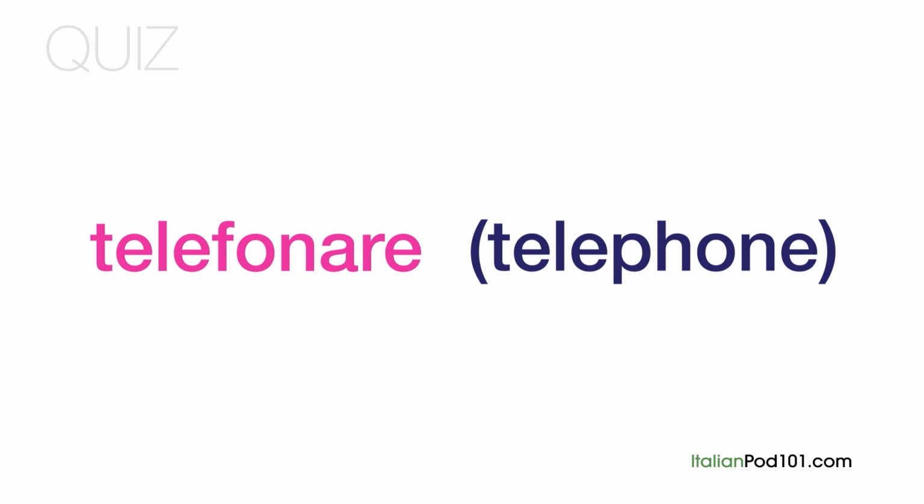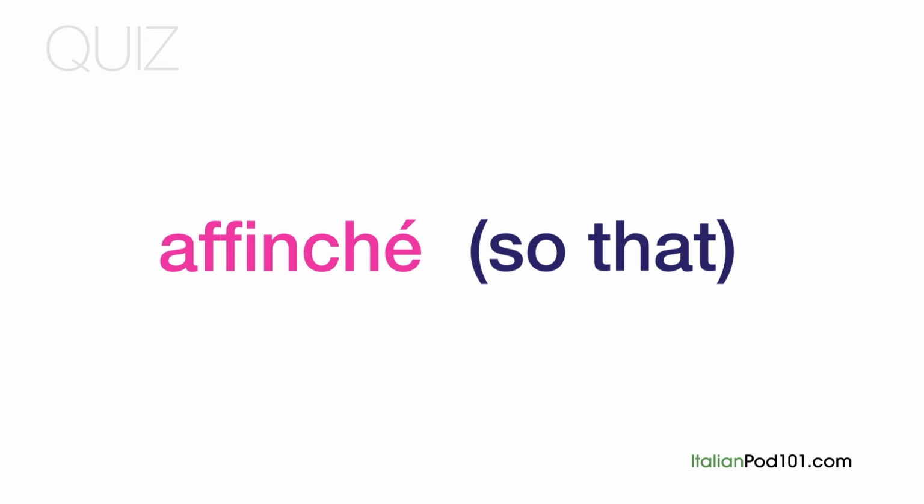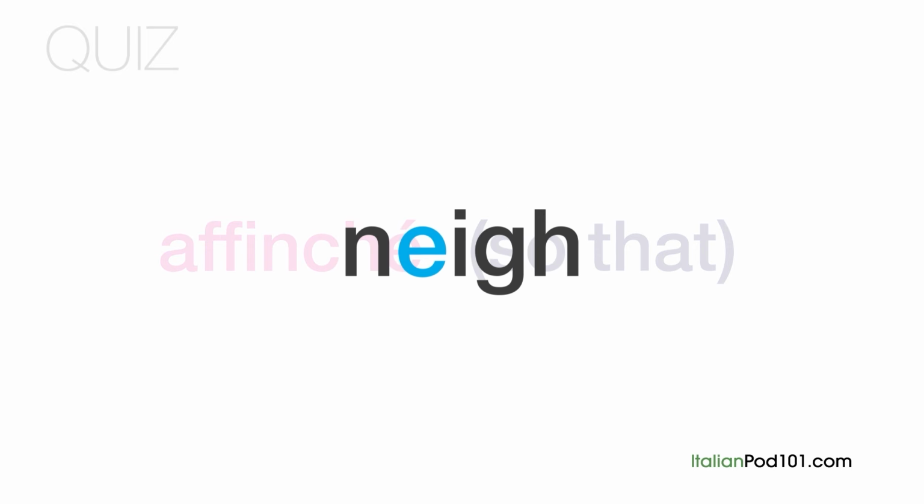Okay, last one. How do you pronounce this word? Affinché. It ends with an acute accented E. This E sound is more like the one in the word nay. In this lesson, you learned about Italian accents. In the next lesson, we'll review the material that we've covered in this series.